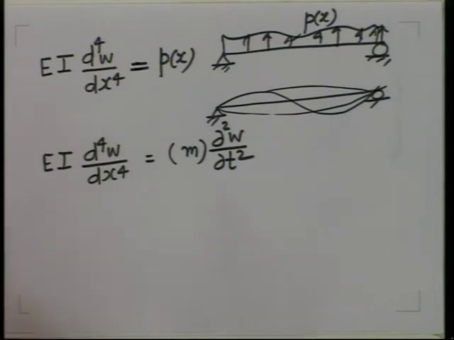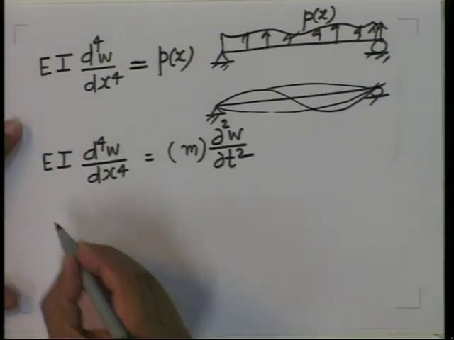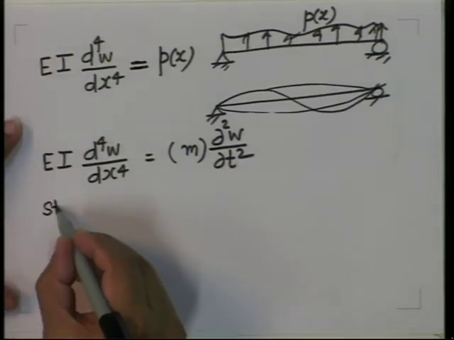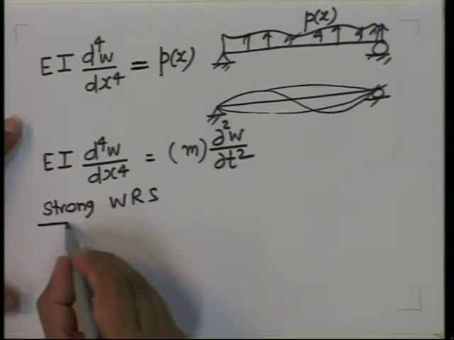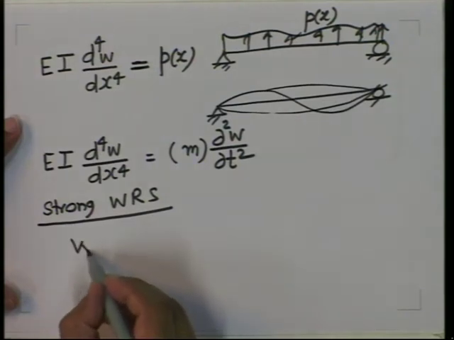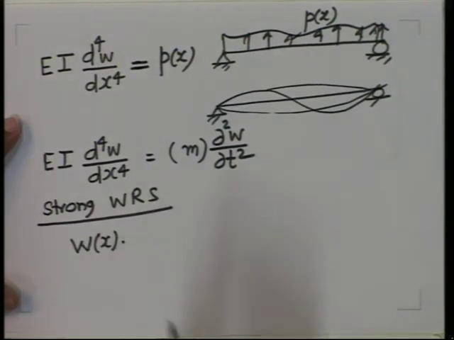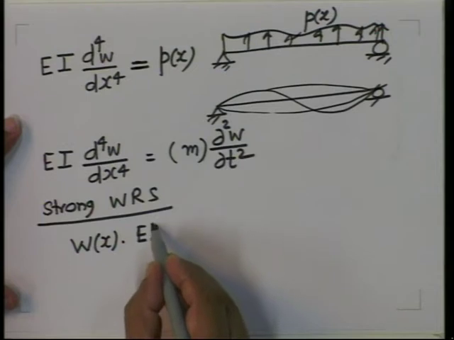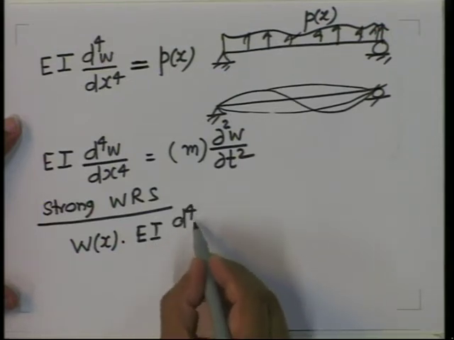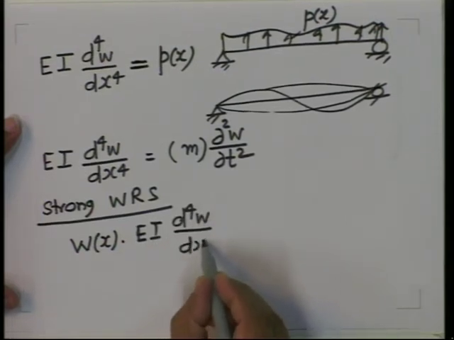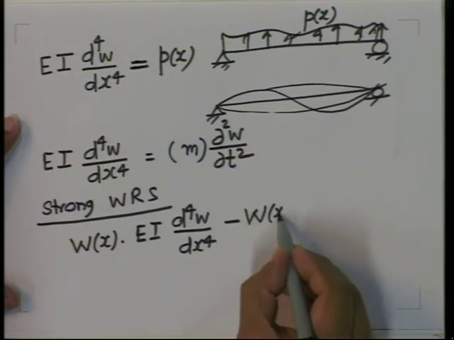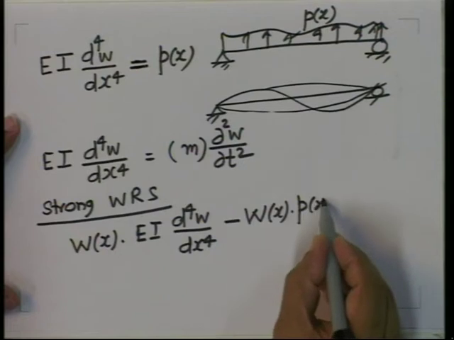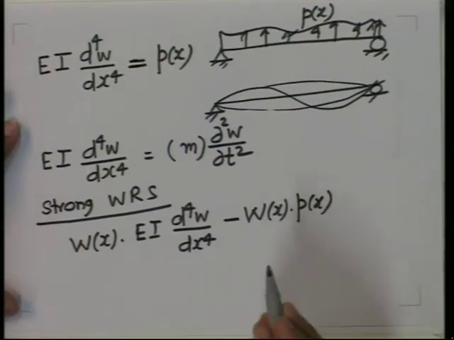Now, this is fourth order. So, the strong form weighted residual statement for this will be the weight multiplied by E I d fourth w by d x fourth minus the weight times p, and integrate.